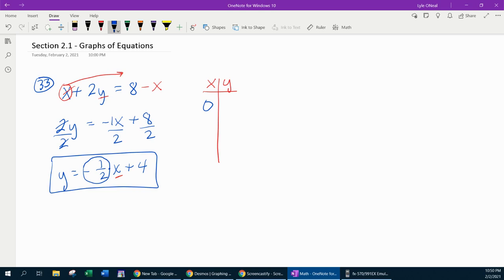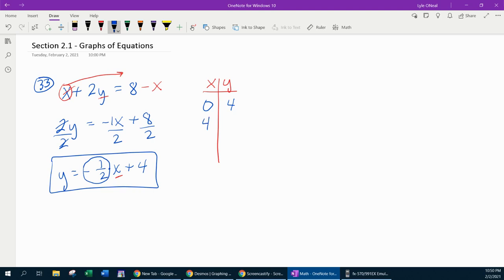And that's because when I plug in a 0, the x term goes away. 0 times anything is 0. 0 plus 4 is 4. And that gets our first point. Now, if you know anything about graphing a line, you know that you only need 2 points. It only takes 2 points to graph a line. So I only need 1 more point, and I'm going to go with 4.